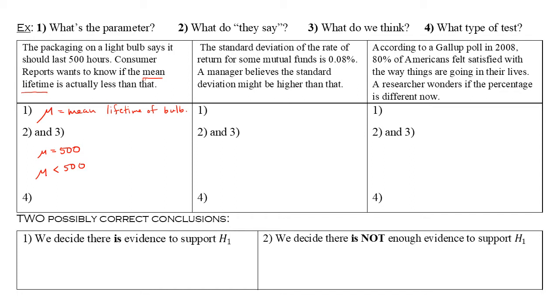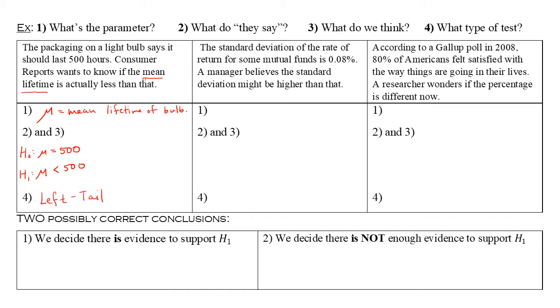And so what type of test is this? Well, this is going to be a left tail test because we're involving the less than symbol. Right here we have our null hypothesis and our alternative hypothesis. Let's read the next example.